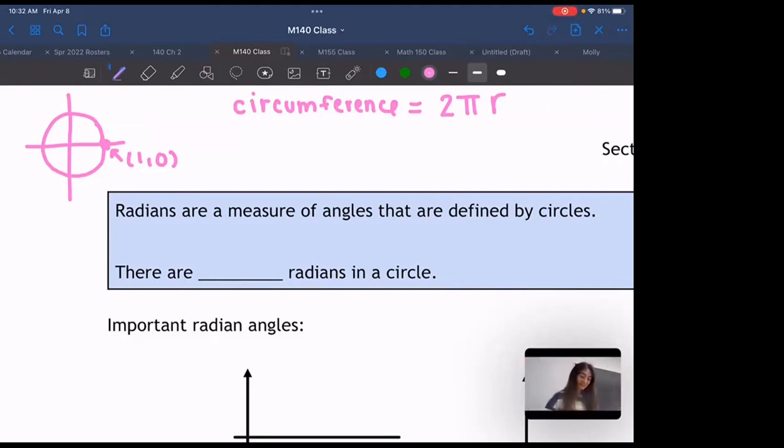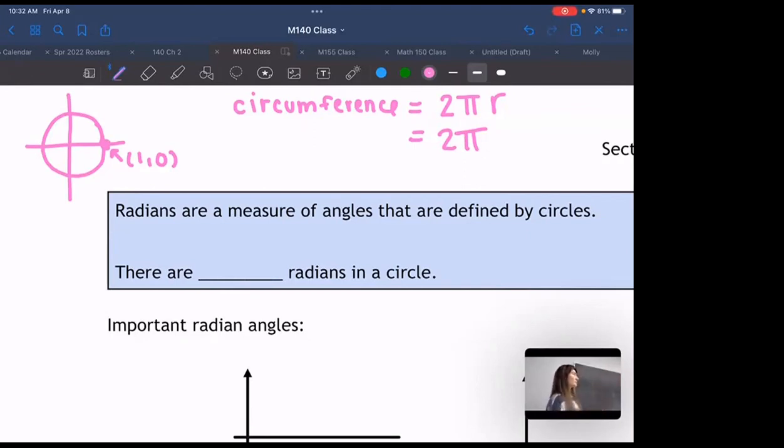Anyway, so on the unit circle, the radius is 1. So what's the circumference of the unit circle, if the radius is 1? Yeah, 2 pi times 1, right? So 2 pi or double pi. Okay. So the circumference of the unit circle is just 2 pi. Okay, so this is the mathematical definition of what a radian is.